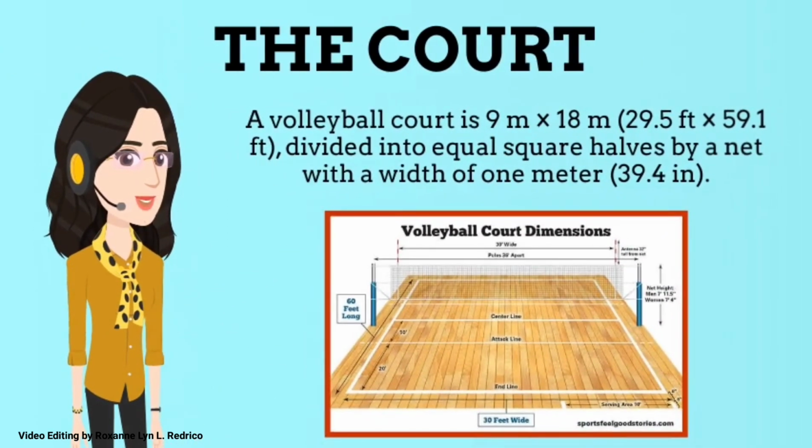And last is the court. A volleyball court's dimensions are 9 meters by 18 meters, or 29.5 feet by 59.1 feet, divided into equal square halves by a net, with a width of 1 meter or 39.4 inches.